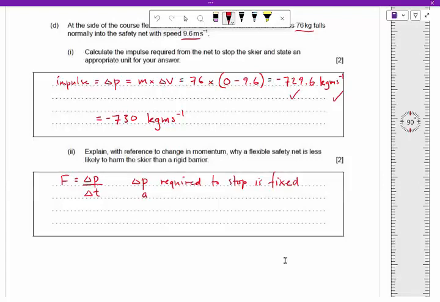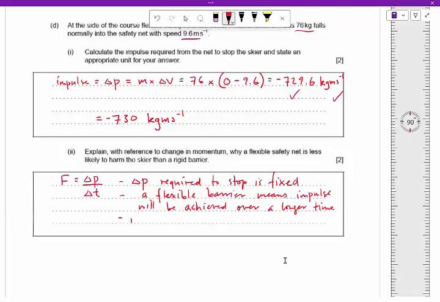And a flexible barrier means that impulse will be achieved over a longer time, and if delta T increases and delta P is fixed, the F, I'm going to change this to F average, F average will decrease, reducing harm. Okay, so that's question 1.